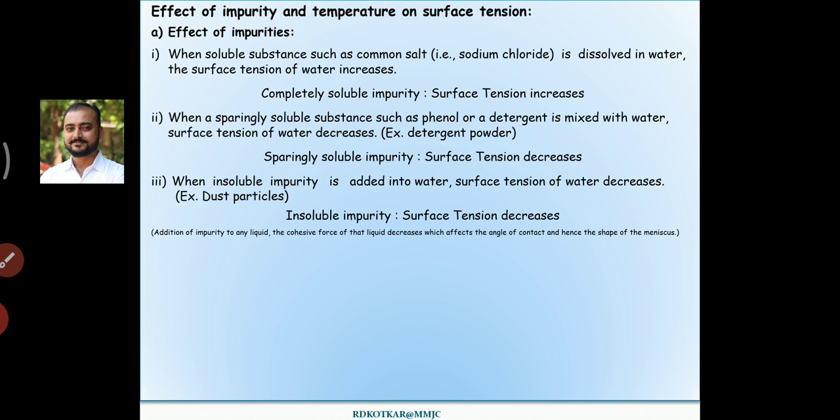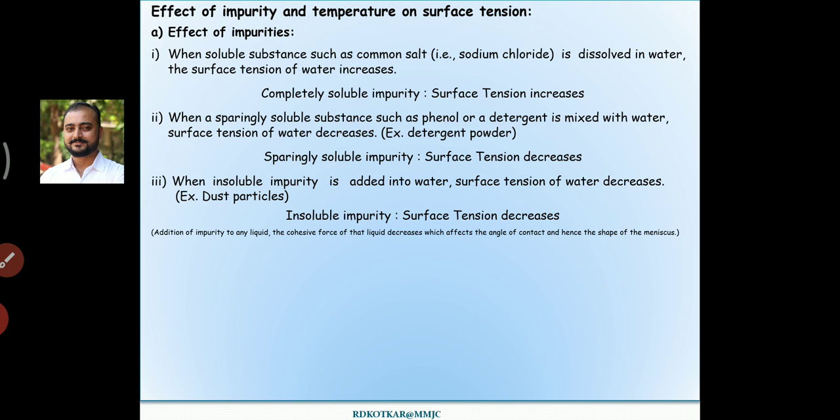When these foreign particles or dust particles are present on the surface of a liquid, say water, the surface tension decreases, because these foreign particles disturb the liquid surface, which is under tension, like an elastic membrane. In this manner, these are some factors which affect the surface tension. Okay, this is about the effect of impurities.